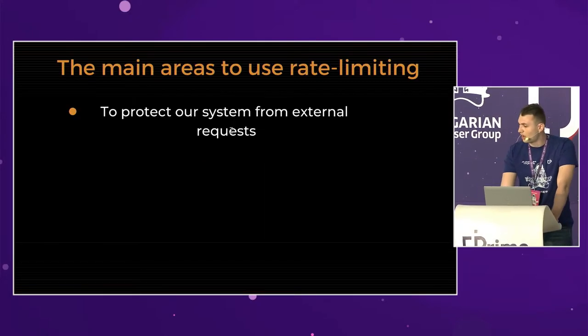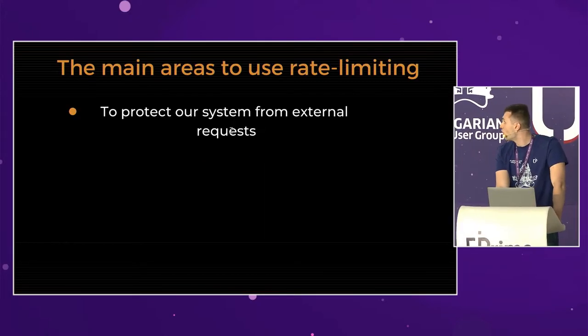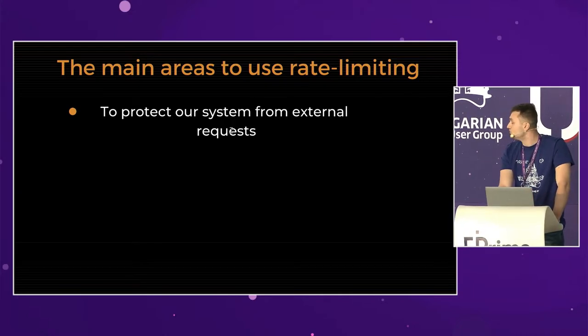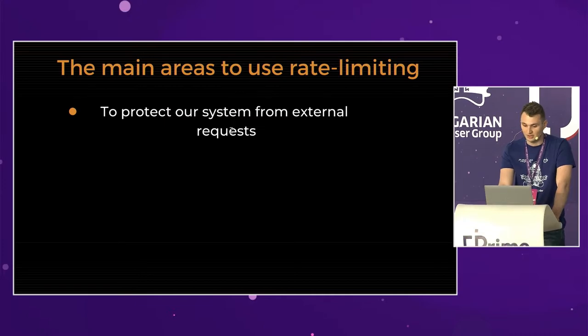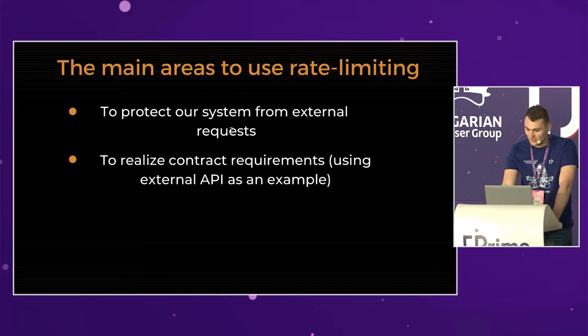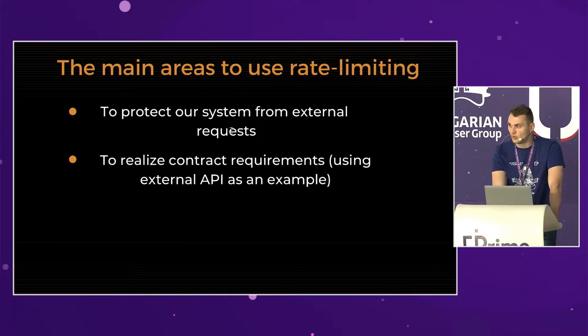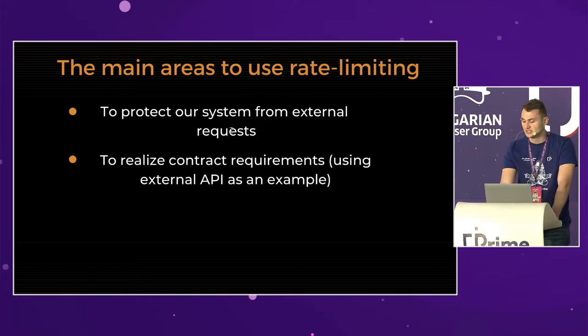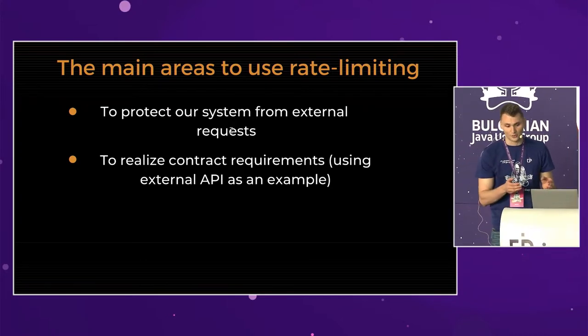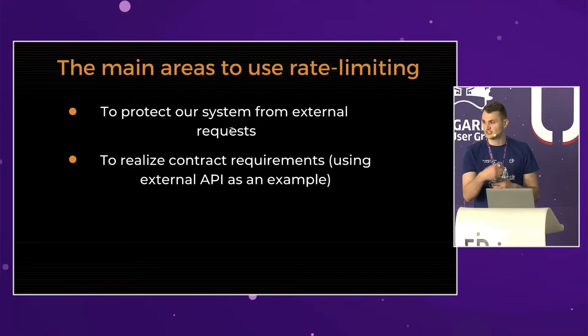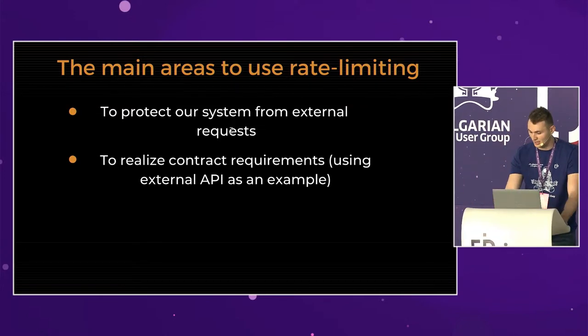So, here I highlighted a few areas when and where we should use rate limiting. The first point is the most expected, to protect our system from external requests. The second point, when we need to realize contract requirements. So it works on both sides. When we realize contract requirements using some external API, and when we are providing this API.